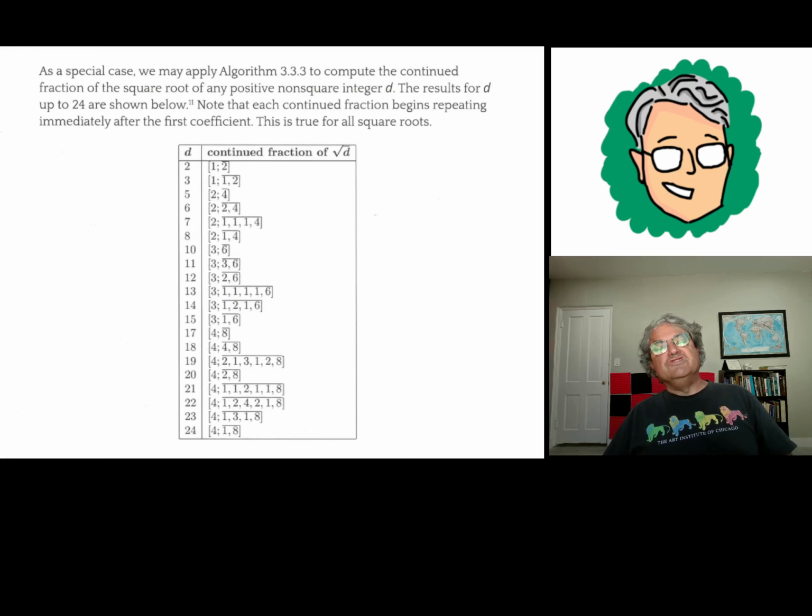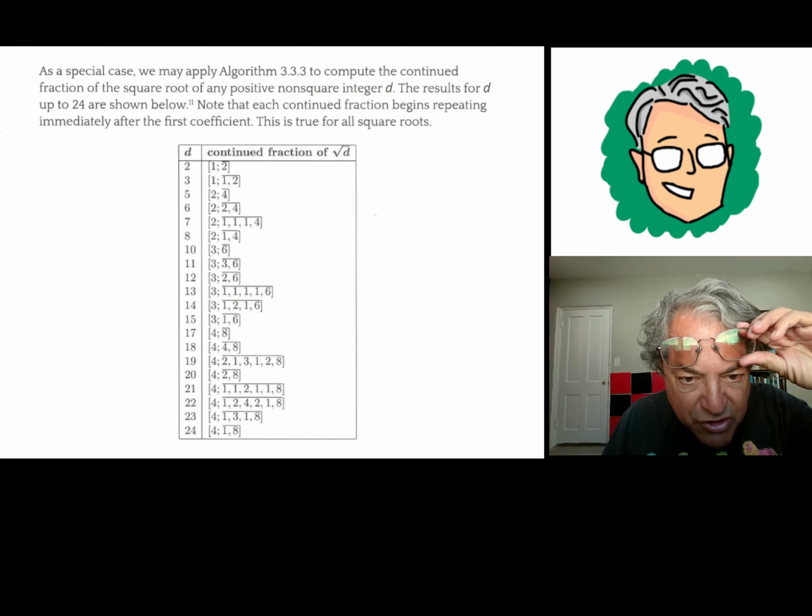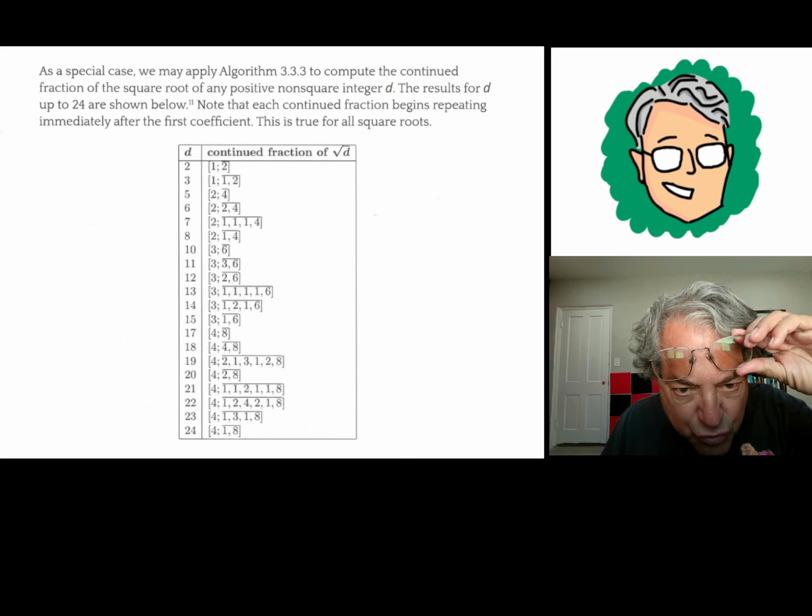Another nice feature of this, you'll notice that the last coefficient in the periodic part is always twice the number right before the semicolon, which is the floor of the number we're starting with. So, for instance, if you look at the 22, that's kind of a long one. That one looks like 4 semicolon 1 2 4 2 1 8. You notice the last one's 8, which is twice 4. The same for 21. That's another long one. 4 semicolon 1 1 2 1 1 8.